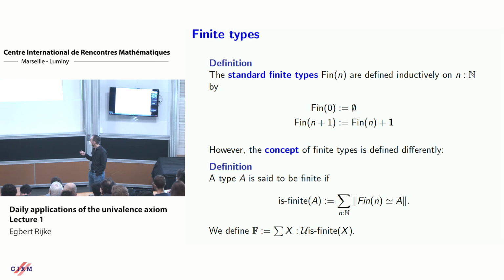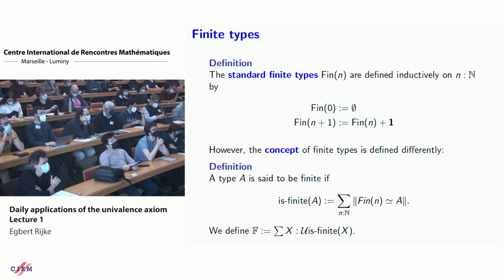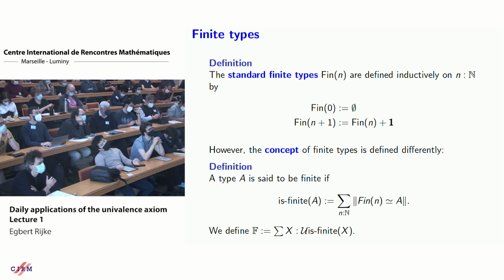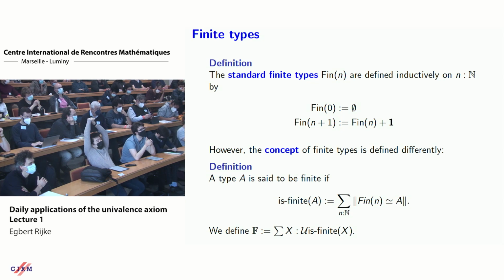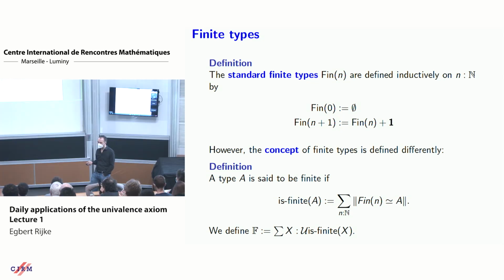Oops, this sigma type didn't render properly. The x in U should go to the bottom here. So we define the type of all finite types. I use the blackboard bold F for that. It's the type of all x in U such that the property is-finite holds. And this thing is a property. So there is at most one natural number for which there is such a mere equivalence.